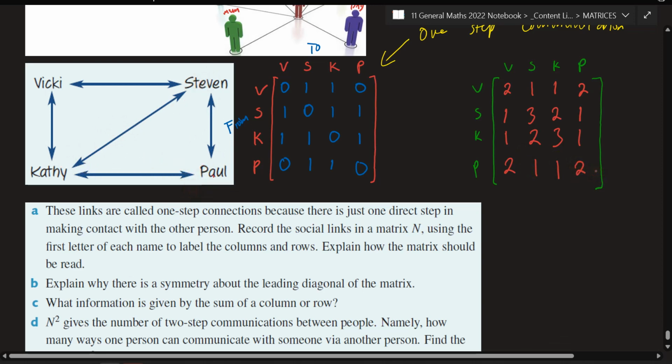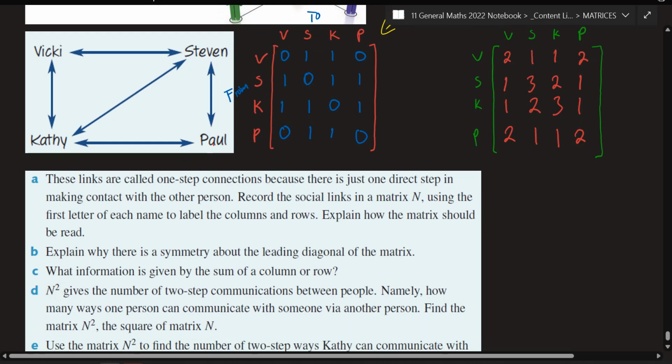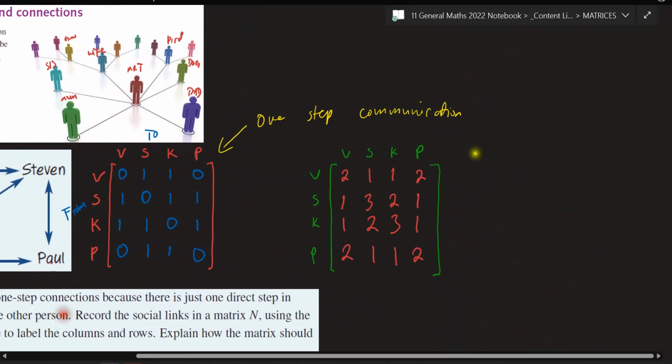Notice again that there is some form of symmetry with some of these. Depending again, but in this case it won't ask us to interpret that. So for now, let's label this as the 2-step communications.